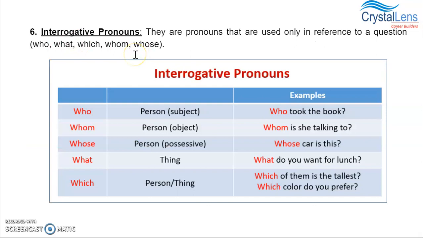Next is interrogative pronouns. These are pronouns that are used only in reference to a question. So you have things like who, what, which, whom. Please take a good look at this table so that you know when to use all of them. So you use who when you're referring to a person as a subject. You use whom when you're referring to a person, but in the object form.